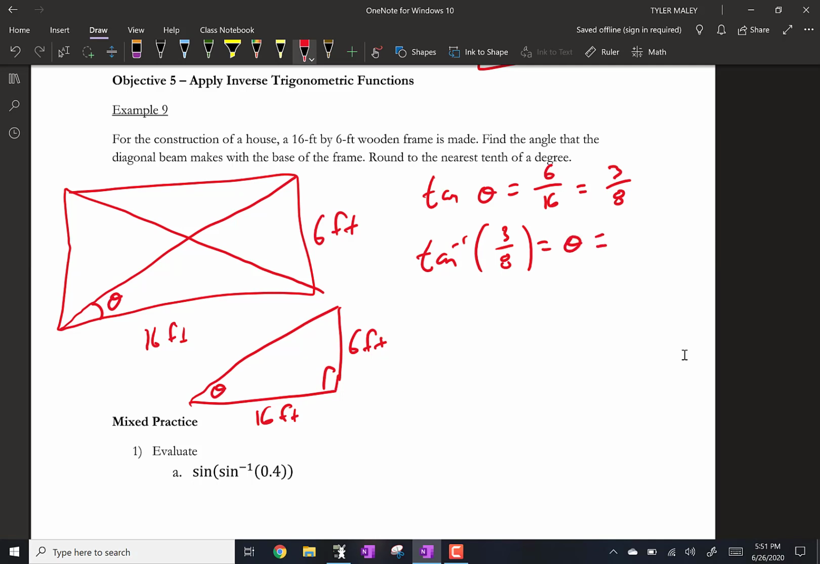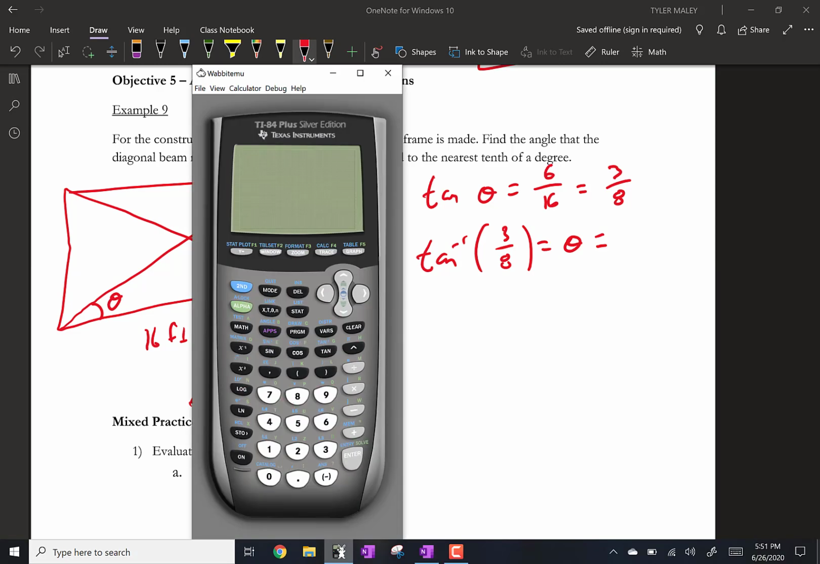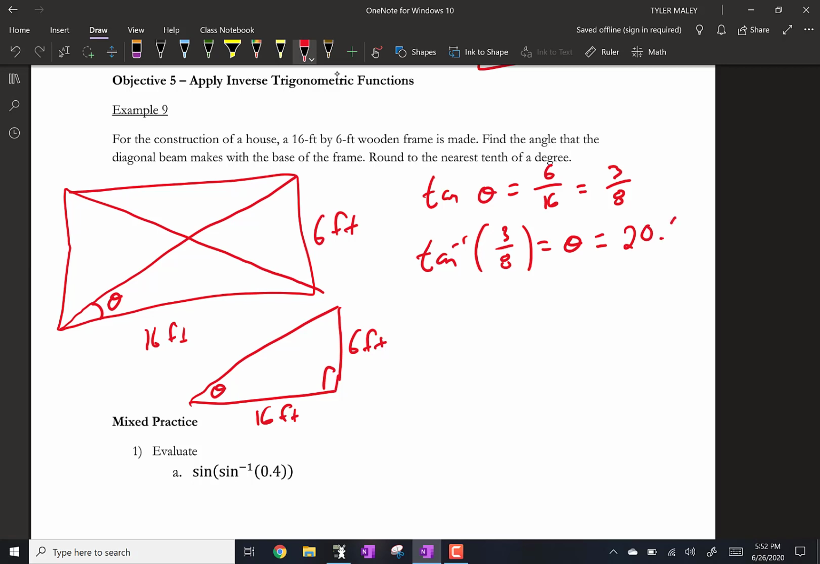If you put this in your calculator and we want it in degrees, we need to make sure our mode is in degrees, which mine is not. All right, now we're in degrees, so I would do second tangent of 3/8, and we get roughly 20.6 degrees. We're asked to round to the nearest tenth. So there we found theta.